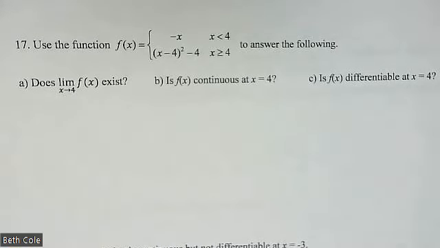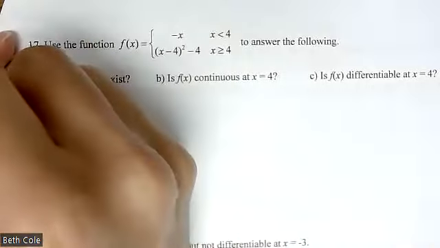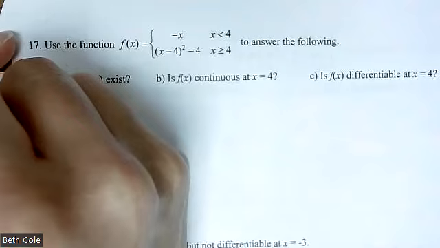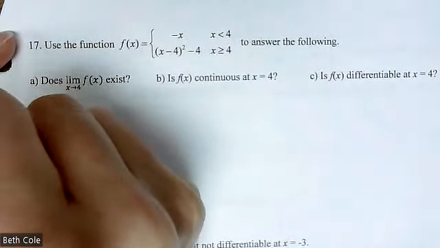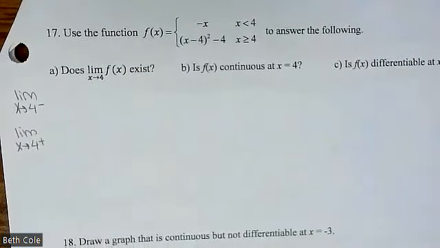All right, so we're going to use that piecewise function there. Letter A is review from unit 1. Does the limit exist? We're going to do limit as x goes to 4 from the left, limit as x goes to 4 from the right, and see if they come out to the same thing.